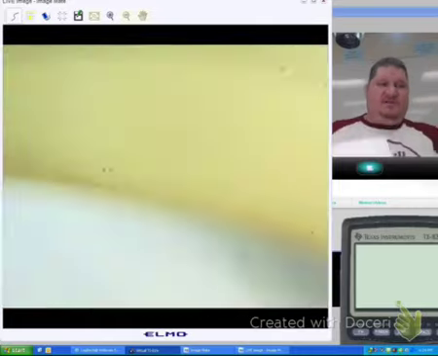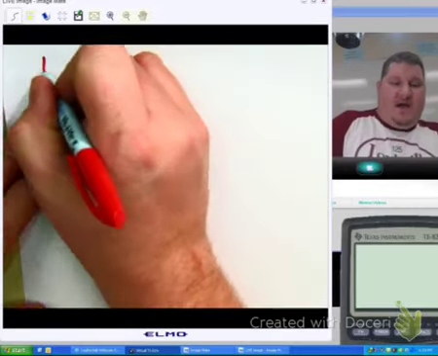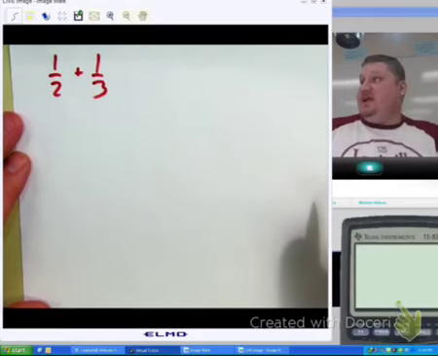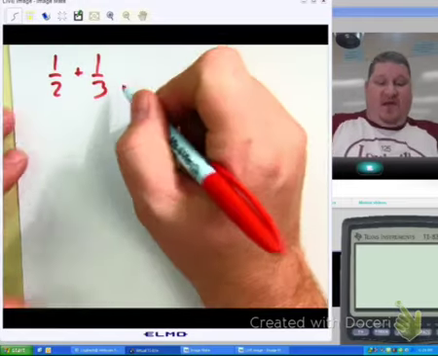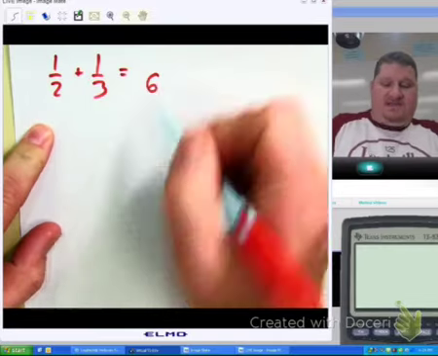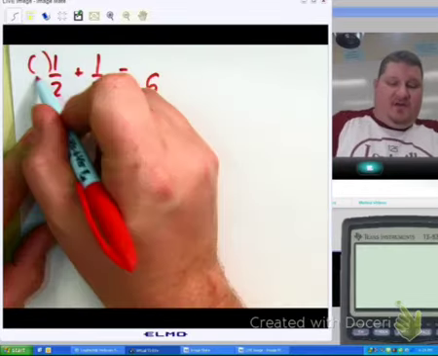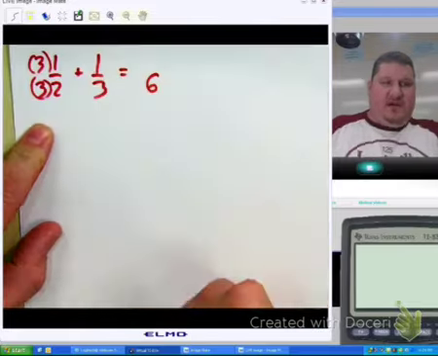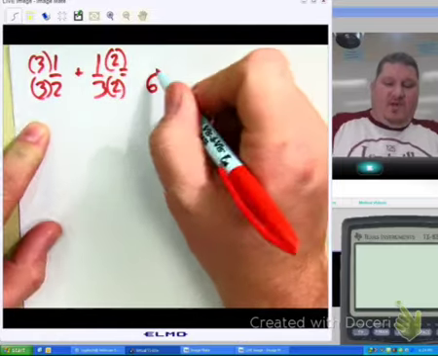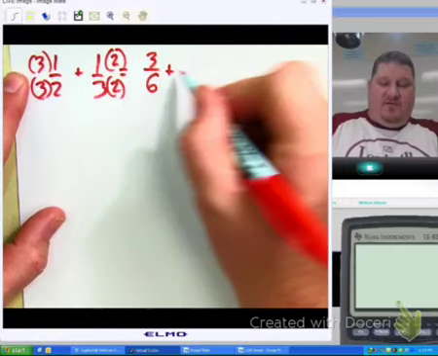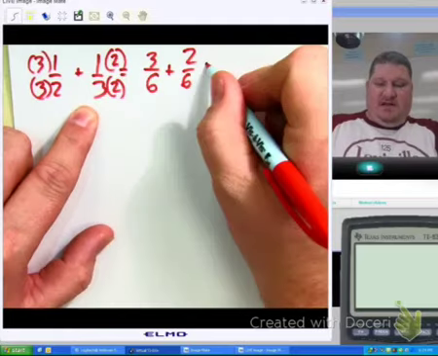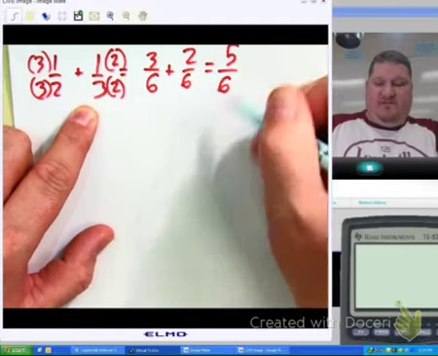If I were to take 1/2 plus 1/3, to add those two fractions together, I'm going to have to find a common denominator. So I'm going to find a common denominator of 6. To do that, I'm going to have to multiply the first fraction by 3/3, the second fraction by 2/2. With that, I end up with 3/6 plus 2/6. Finally, I can say, well, gee, that's 5/6.